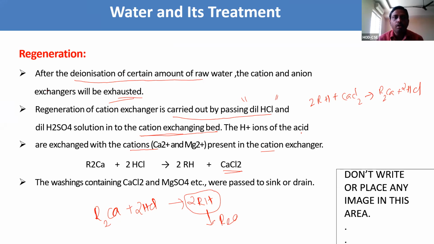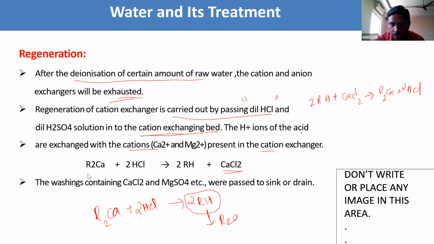Now, the washings containing CaCl2 and MgSO4 are passed to the sink. This is the byproduct we got during the regeneration. We are using RH as the resin again, so we got the resin back, but the byproduct is CaCl2.